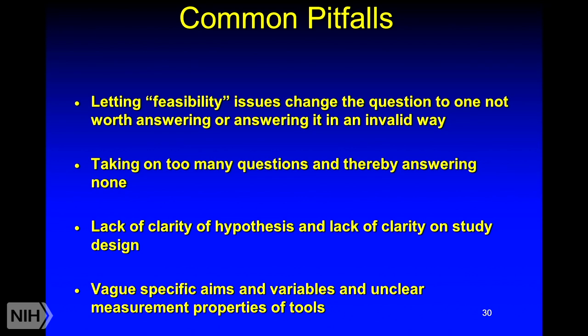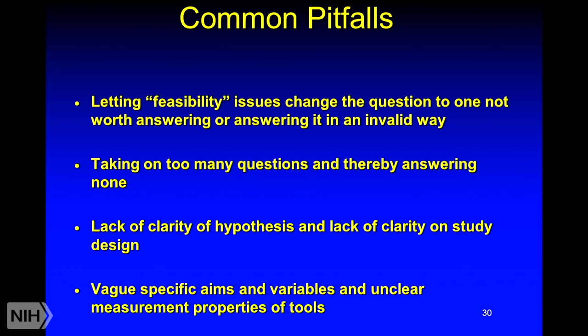So one of the things I notice in infectious diseases, what I do, is we say there is an unmet medical need for this drug because there's resistance to the old drug and people are dying. And then you look at the study design, and it's not designed to show the new drug is better than the old one that you were just told was so bad. So it doesn't match the research design to the stated problem. And then finally, the issue we talked about of vague specific aims and variables and unclear measurement properties of the tools that you're actually using.